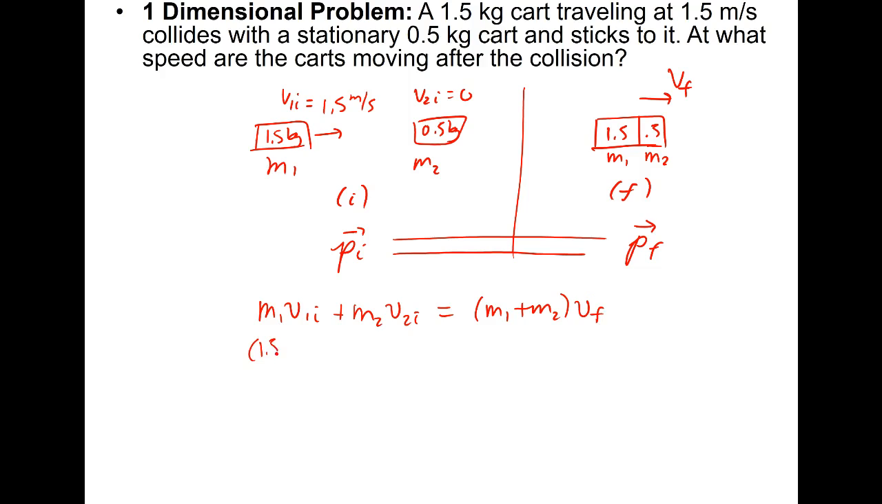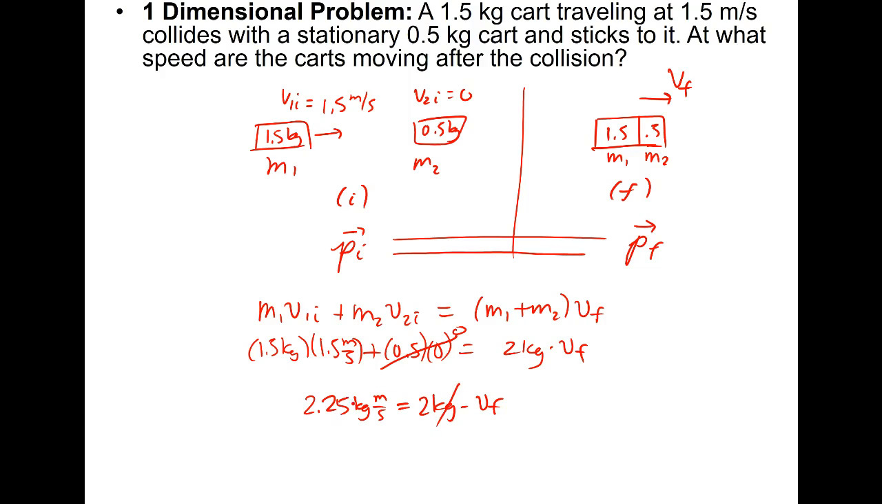Okay, so it's just 1.5 kilograms, 1.5 meters per second, plus 0.5 times 0 is equal to 2 kilograms times V final. So it's often useful to write this out, even if you don't think you have to, just to kind of think about what's going on. So that's gone. That's going to be 2.25 kilogram meters per second is equal to 2 kilograms times VF. And I'm leaving in units to show you that it cancels out correctly. So VF is going to be about 1.125, we'll call it 1.13 meters per second.